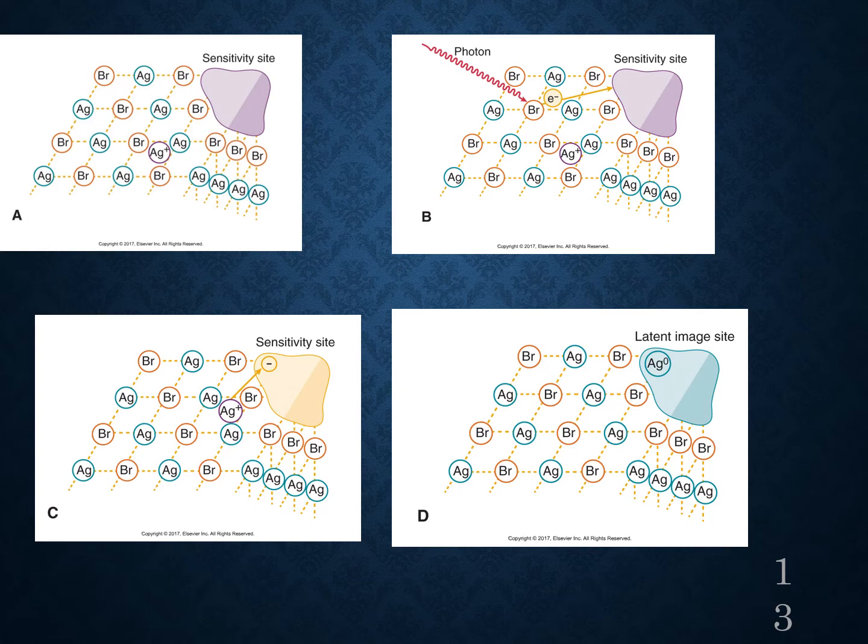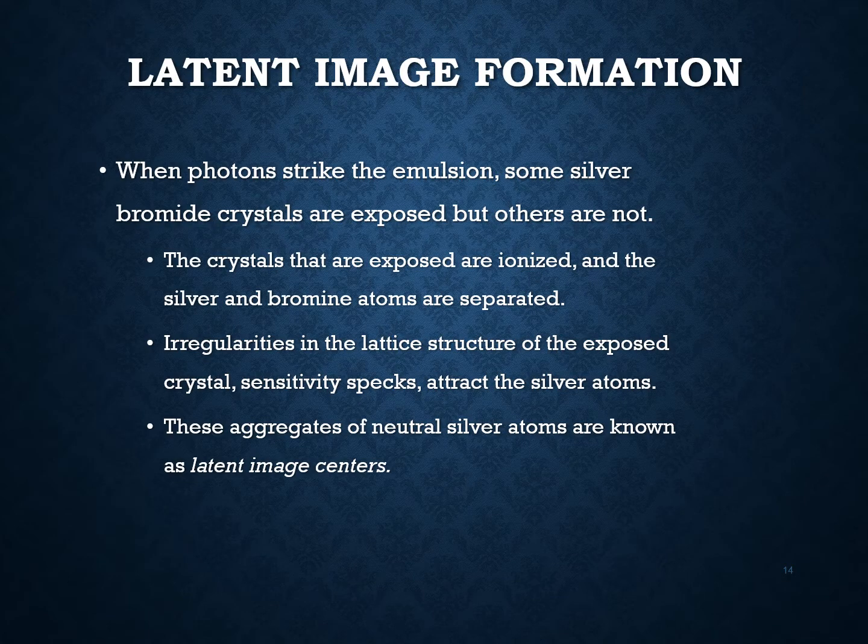And basically, this is just how all of those atoms interact together inside those silver halide crystals, and it is how the stored latent image is produced. So when photons strike the emulsion, some silver bromide crystals are exposed, but some are not, right? Maybe in areas where there's amalgam. The crystals that are exposed are ionized and the silver and bromide atoms are separated. Irregularities in the lattice of the exposed crystal, the sensitivity specks, attract the silver atoms. These aggregates of neutral silver atoms are known as latent image sensors.